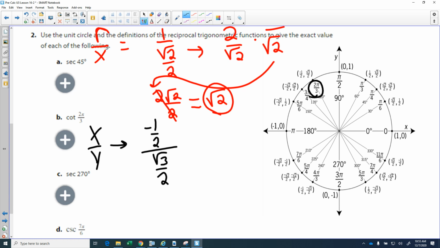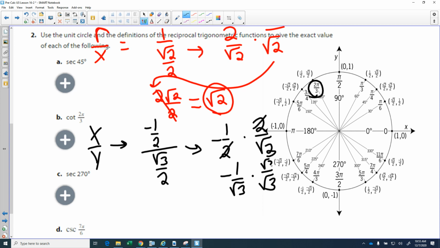When I divide fractions, I skip, flip, multiply. So I skip the first term, flip the second term, and then multiply it out. The 2's will cancel, and I'm left with negative 1 over square root of 3. If I simplify that by multiplying square root of 3 on top and bottom, I'm left with a final answer of negative square root of 3 over 3. And do not forget the negative.